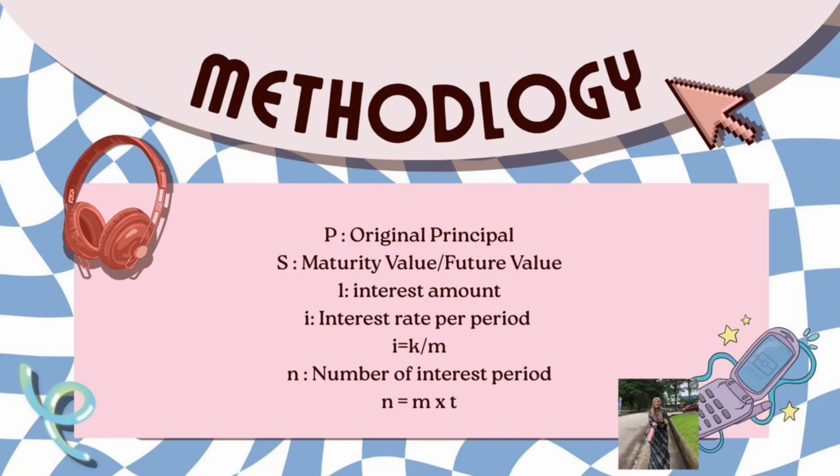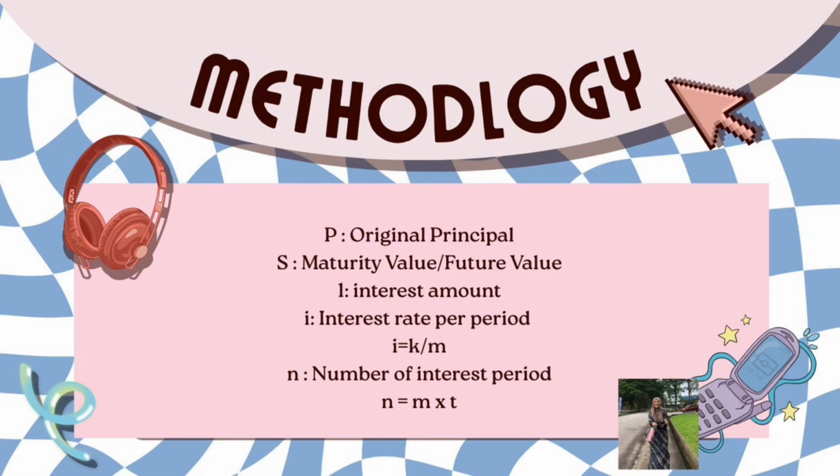Next, lowercase i is the interest rate per period, the rate used for each interest calculation period. To calculate it, we use the formula lowercase i equals K per M, where K is the annual interest rate, M is the number of compounding periods in a year. For example, if interest is calculated monthly, then M equals 12.